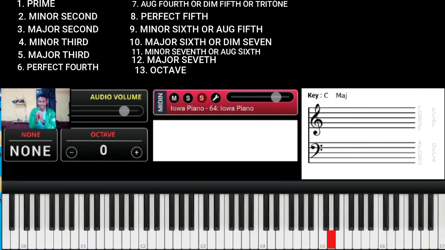So that is how we can identify our intervals on the keyboard. That's how we identify our intervals on the piano. So that is it for today, guys, and that is it for today's lesson. Our main emphasis today is to talk about intervals and how we can understand them and how we can identify our intervals.